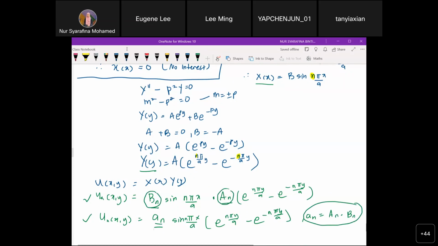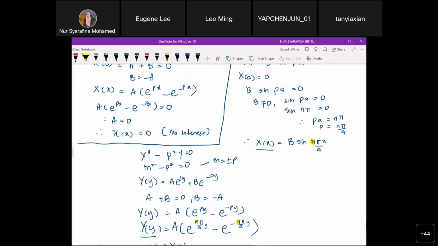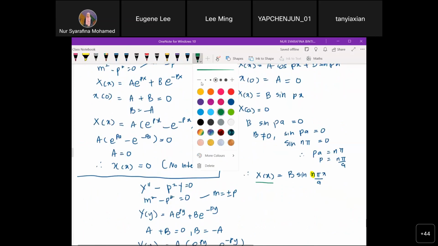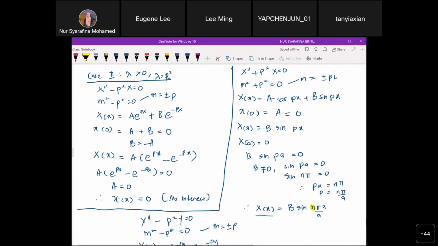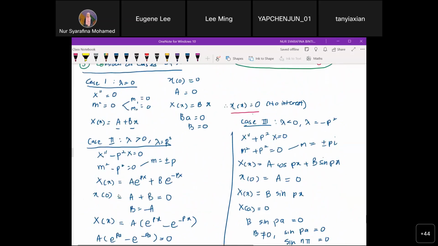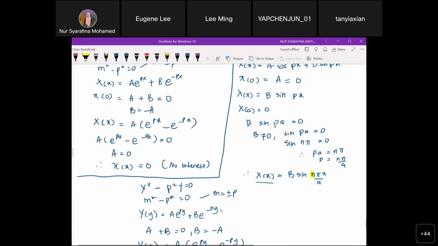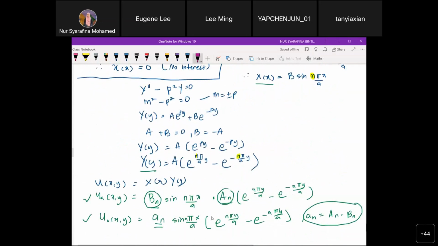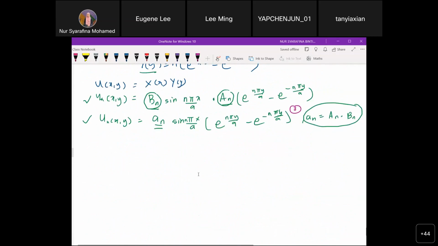Okay, so as you can see, case 1 will give you what? Case 1 will give you no interest. So this is the answer for case 1. This is the answer for case 2. Now this is the answer for case 3. And our next step is to combine all cases, right? So combine all cases.